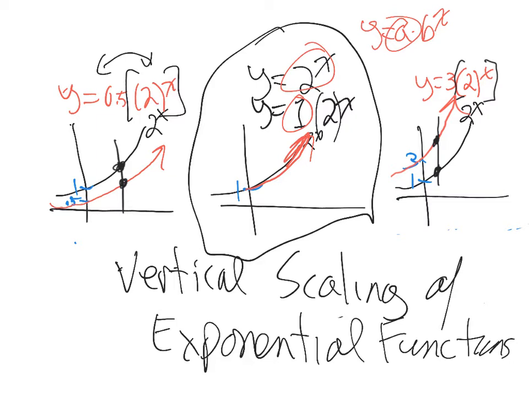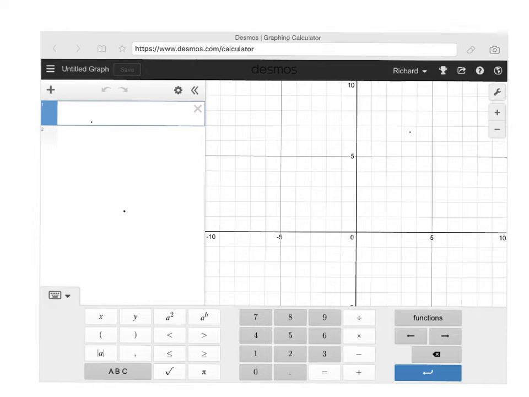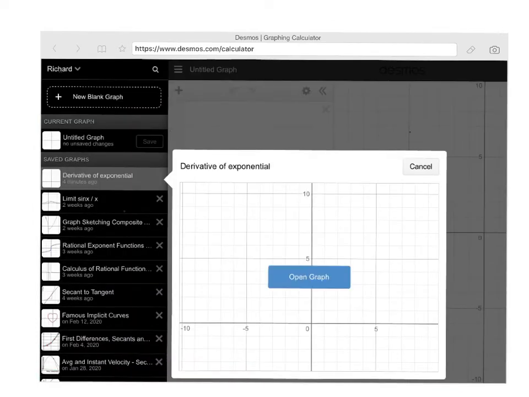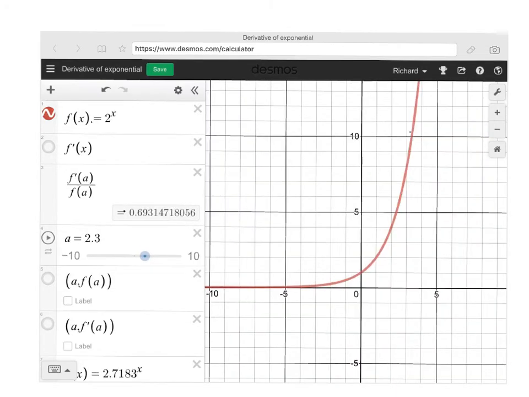Now what we're going to do is start thinking about exponential functions and their rates of change. A really great tool for this is Desmos. So we can go to Desmos and take a look at a little series of graphs that I created. We're going to graph 2 to the x, which you see right there, and then graph the derivative of 2 to the x, f prime of x. So what do you notice?